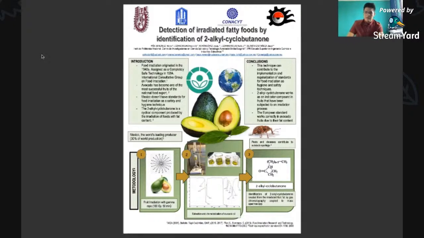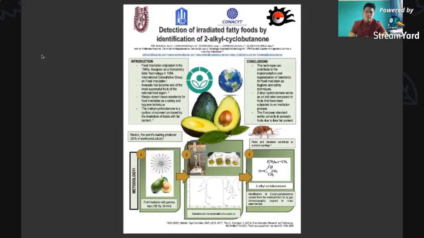This chemical cyclic compound is specifically generated on fatty food that has been irradiated. It originates from the chemical reaction of triglycerides containing fatty acids. Thus, the compound can be used as an identifier of irradiated fruits.